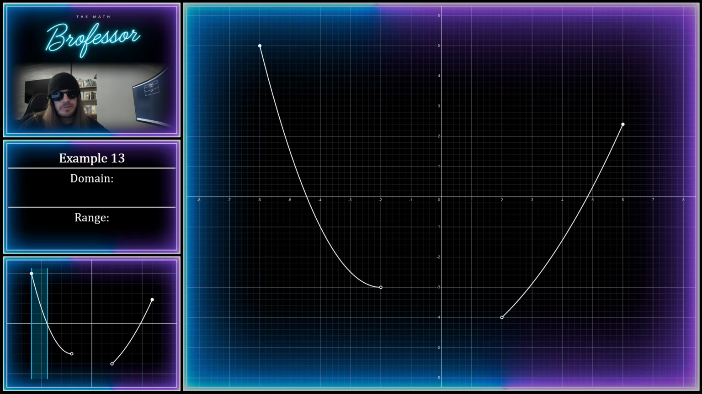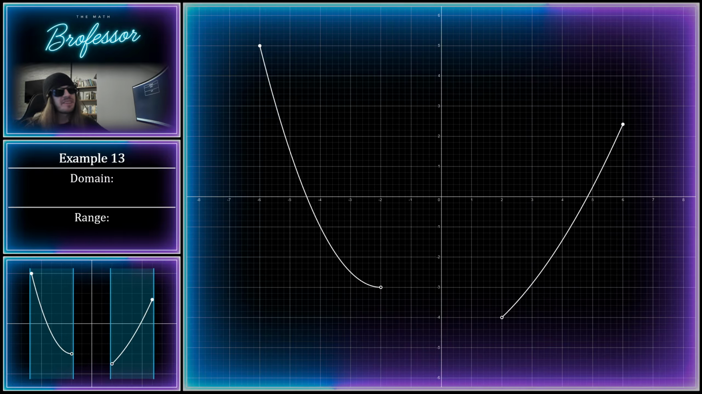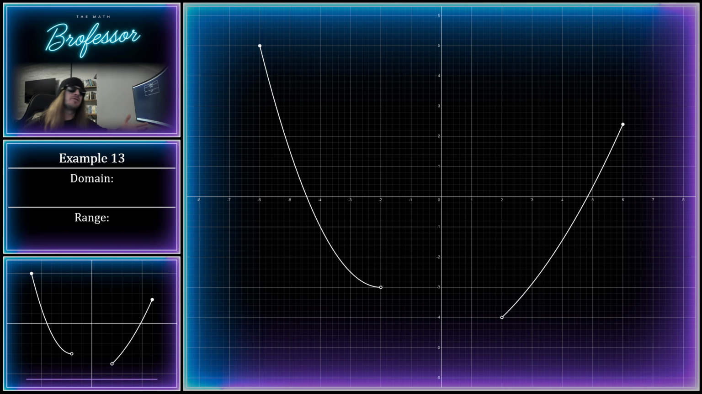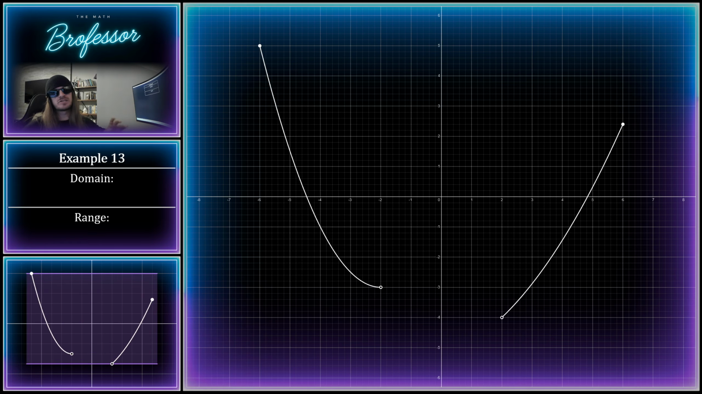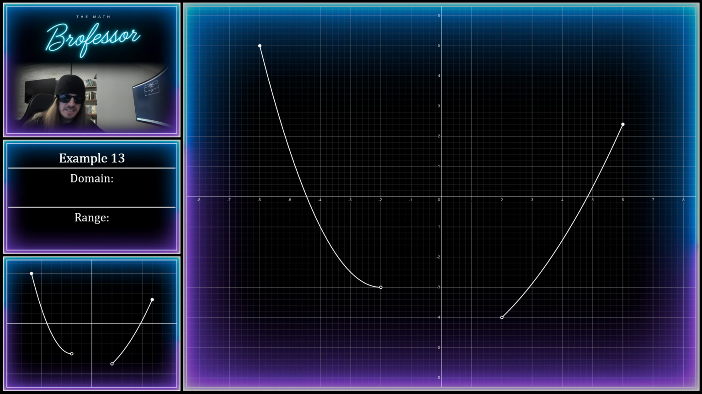Okay, example 13. This is our first piecewise example. So things are getting a little bit serious now. All piecewise means is that this functions in pieces. If you click on that Desmos link I have in the description and you go look at the functions that I type in, you will see that this required 2 pieces.